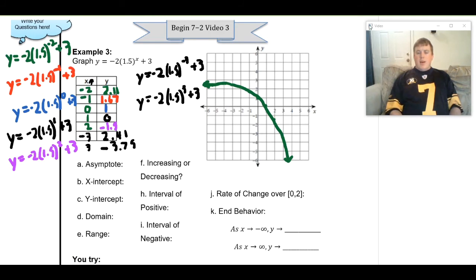Alright, so we now have this graph. We want to go ahead and add in the asymptote. We are adding 3 at the end, so that means that the asymptote line is going to be y equals 3. So we'll put in that dashed line going across there. And that does answer our first question on our characteristics. Our asymptote is going to be y equals 3.